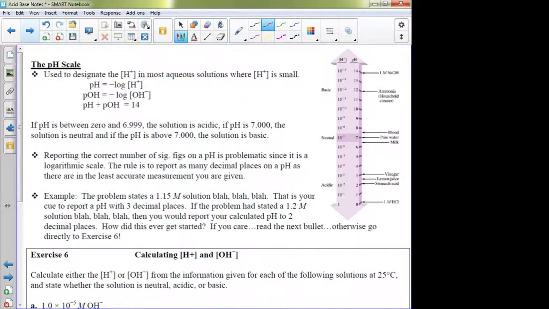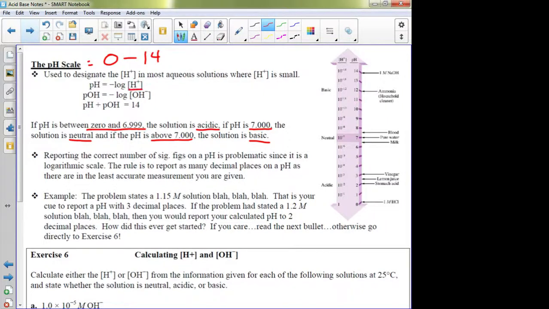Alright, page 9. Let's talk about the pH scale. The pH scale goes between what? 0 to 14. The pH scale goes from 0 to 14, where if the pH is between 0 and 6.999, the solution is considered to be acidic. If it's 7.0 on the dot, the solution is neutral. And if it's above 7, the solution is basic.